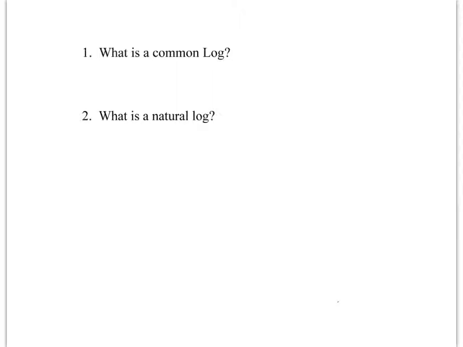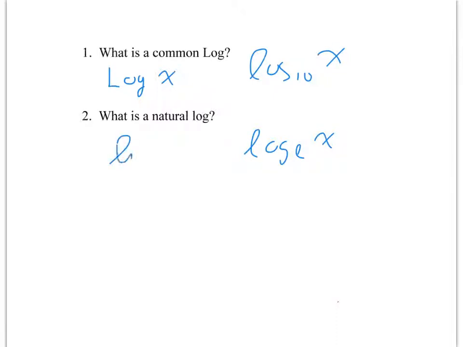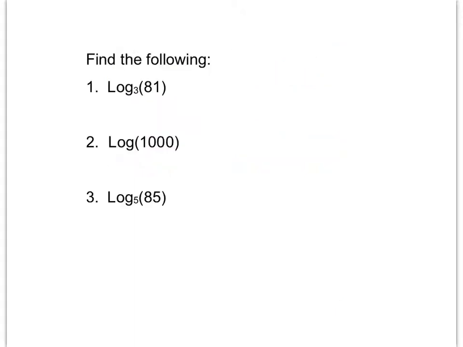A common log is log base 10. So a log base 10 of x, we can just write that. We don't write the 10, we just assume it's there when nothing's there, so we can write log x. And a natural log, of course, is log base e of x. We don't write log base e, we just write natural log, which we abbreviate as ln x. That means log base e.